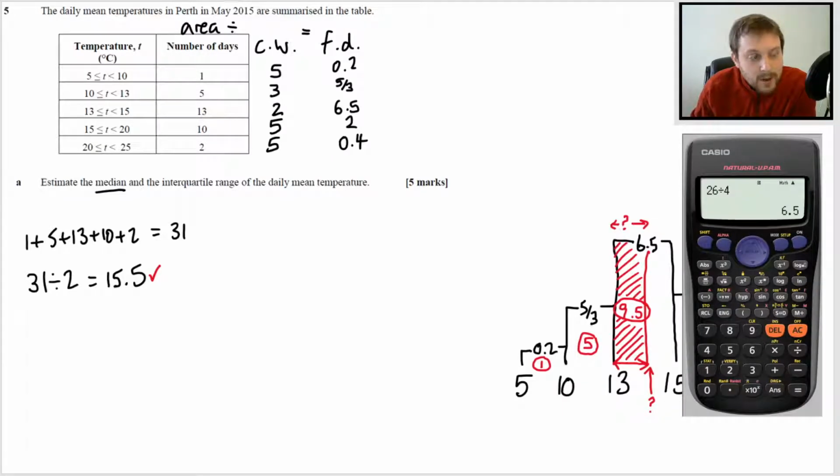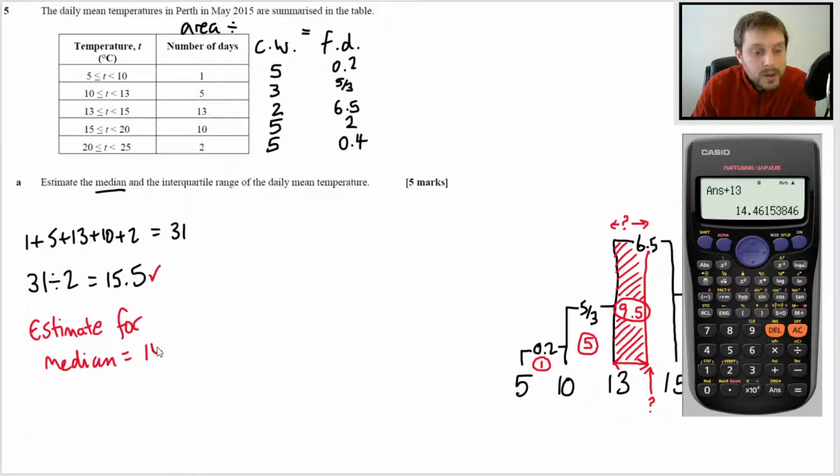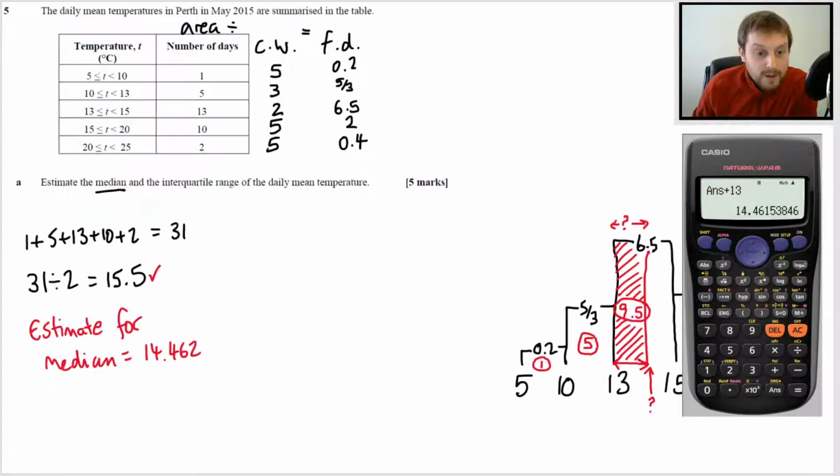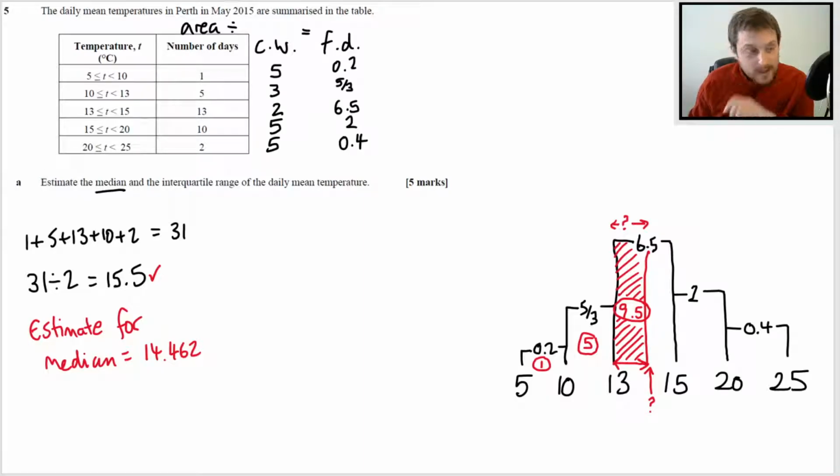So I'll briefly bring the calculator up. I'm going to do 9.5 divided by 6.5, and then add that to the 13. And so I get 14.46. So my estimate for the median is 14.46, let's call it 14.462. Quickly just check. Okay, in the answers they've rounded it to 14.5. So I'm just being needlessly accurate here.